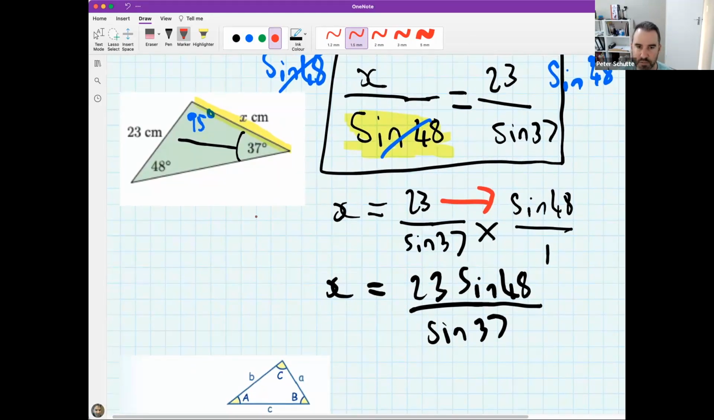And I want to see a couple of different students. So I'm guessing that it has to be bigger than 23 because the angle 48 is bigger than 37. Maybe I should even bring up my calculator and show you how I would do it and use some magic here.